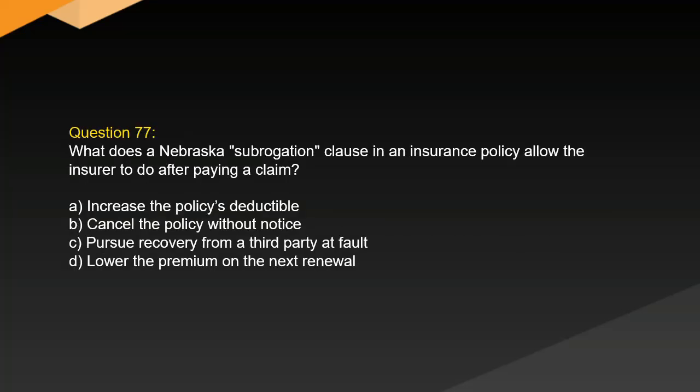Question 77. What does a Nebraska subrogation clause in an insurance policy allow the insurer to do after paying a claim? A. Increase the policy's deductible. B. Cancel the policy without notice. C. Pursue recovery from a third party at fault. D. Lower the premium on the next renewal.